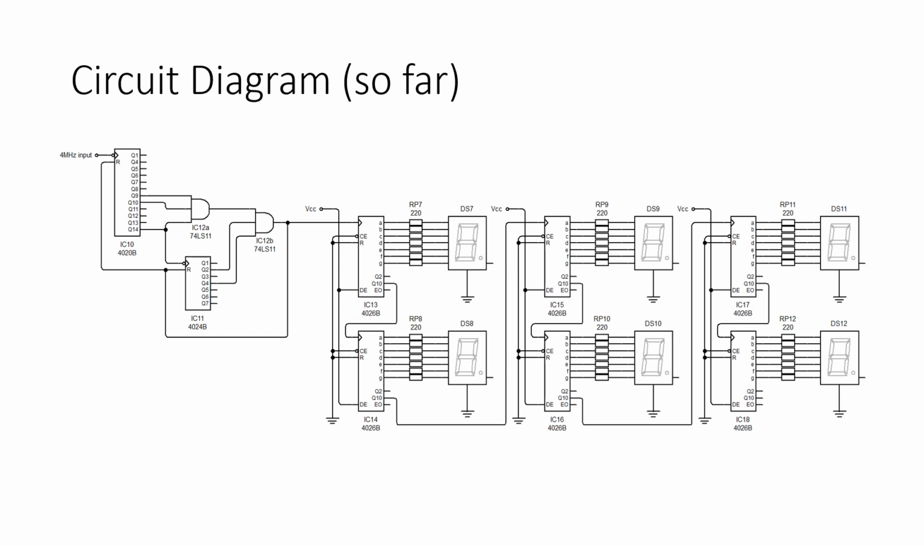One thing to remember is that when the schematic is shown like this, the digit on the left is the least significant. So we've got to try and remember when we're doing our PCB layout to put the least significant digit on the right, otherwise the clock's going to be wrong.